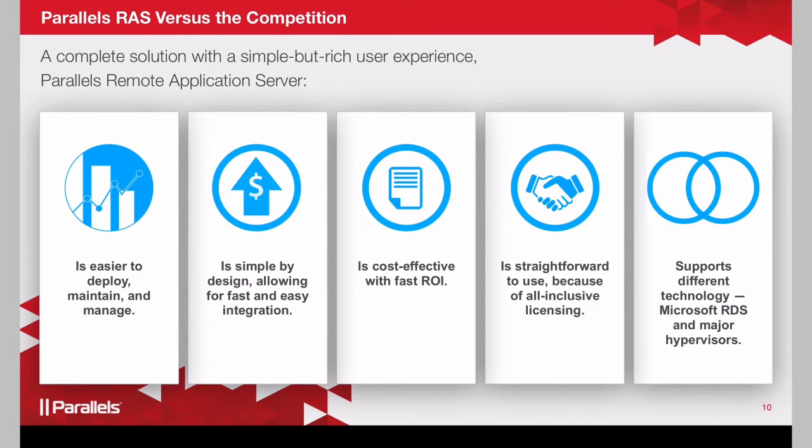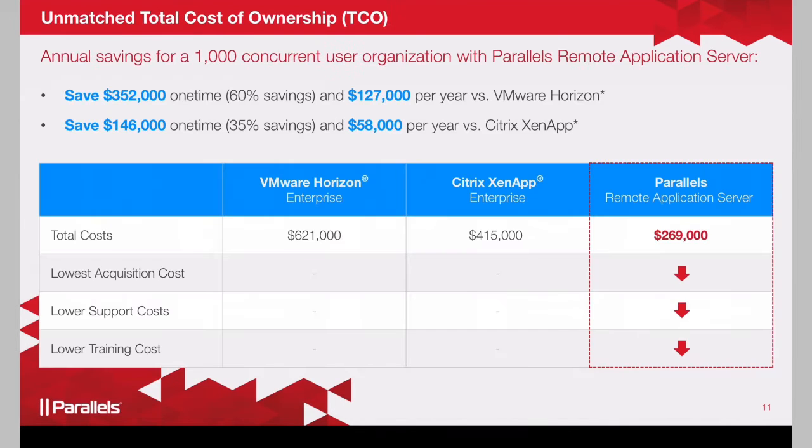So every single component we have, from a terminal server agent, publishing agent, the gateway, and even our own high availability load balancer, is all inclusive. So you don't have to buy modules because it's all included in your pricing. And we support different technologies like Microsoft RDS, from where the applications are installed, hypervisors, and also remote PC technology.